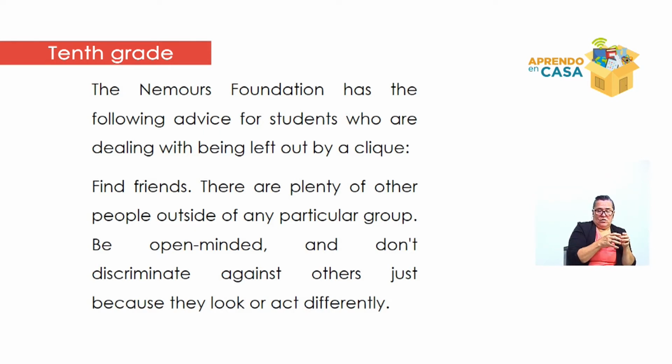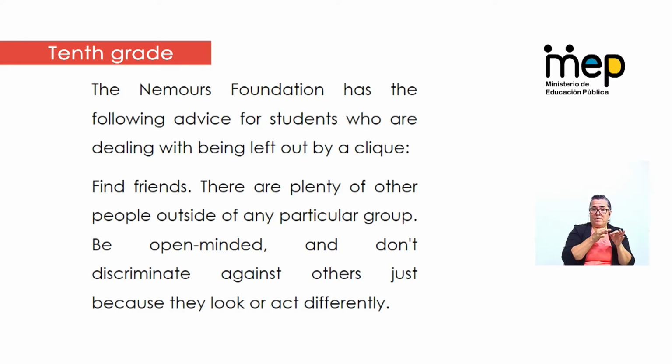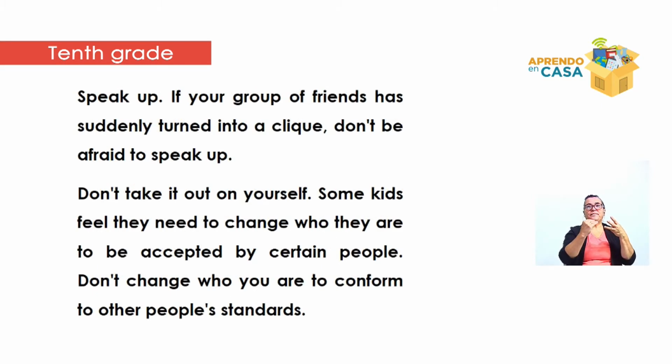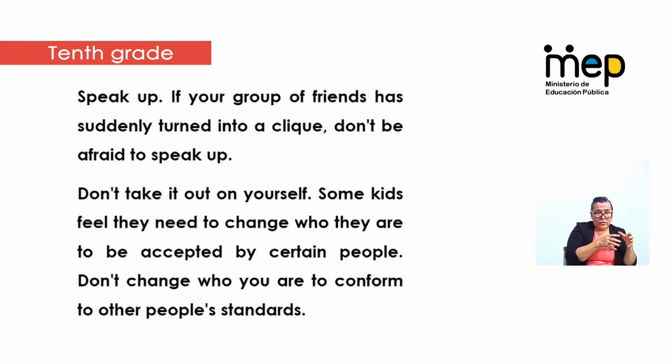Okay, first advice: find friends. There are plenty of other people outside any particular group. Be open-minded and don't discriminate against others just because they look or act differently. The next paragraph says, speak up. If your group of friends has suddenly turned into a clique, don't be afraid to speak up. Don't take it out on yourself.